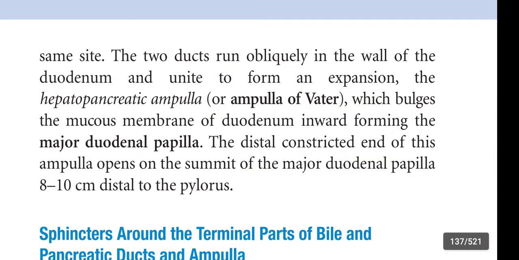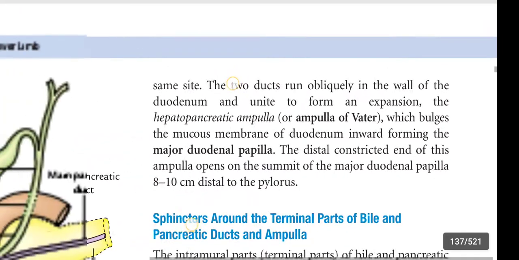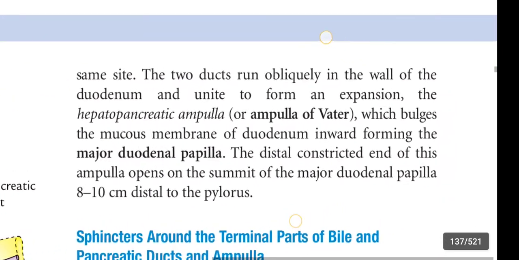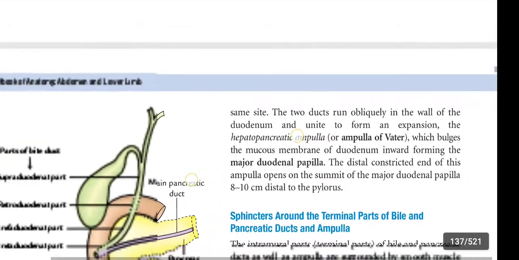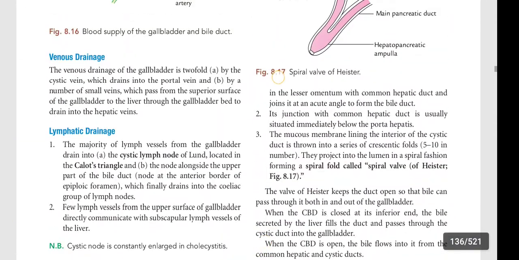The two ducts run obliquely in the wall of the duodenum and unite to form an expansion called the hepatopancreatic ampulla of Vater, which bulges the mucous membrane of the duodenum inward, forming the major duodenal papilla. The distal constricted end of this ampulla opens into the summit of the major duodenal papilla, 8 to 10 centimeters distal to the pylorus. I will show you the diagram of that.